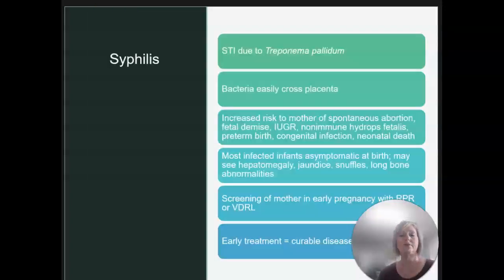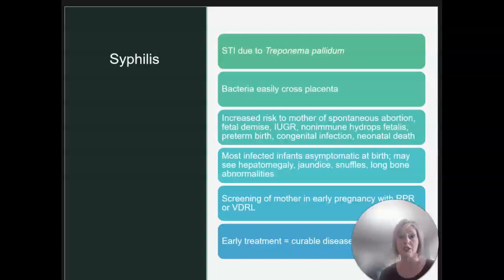Syphilis. We don't see syphilis a lot, but we do see it more than we would like to be seeing it recently. So it is a sexually transmitted disease due to Treponema pallidum. The bacteria crosses the placental barrier, so it does get into the baby. It increases the risk for mom to have a spontaneous abortion. Sometimes there will be a fetal demise inside mom, which means that the baby dies inside mom.